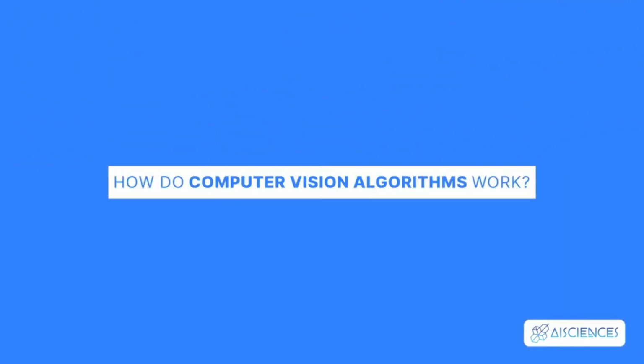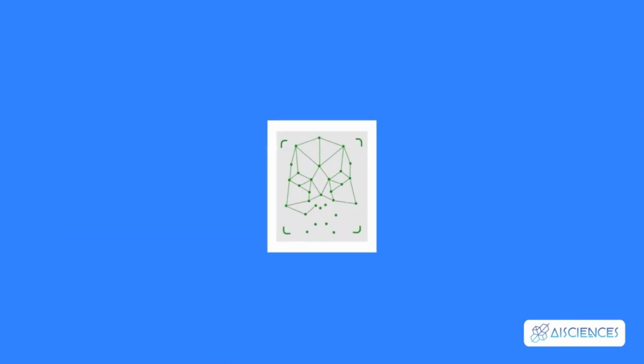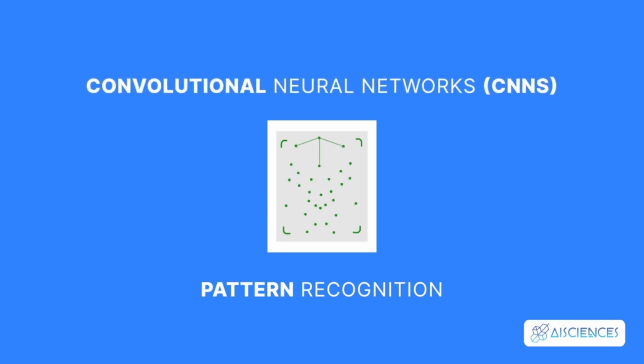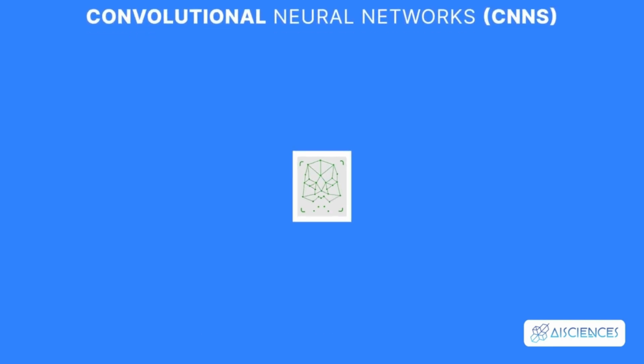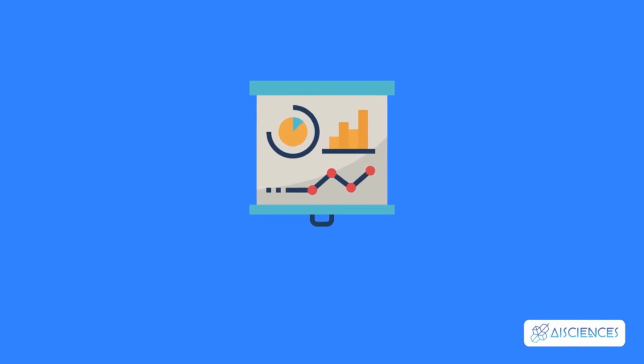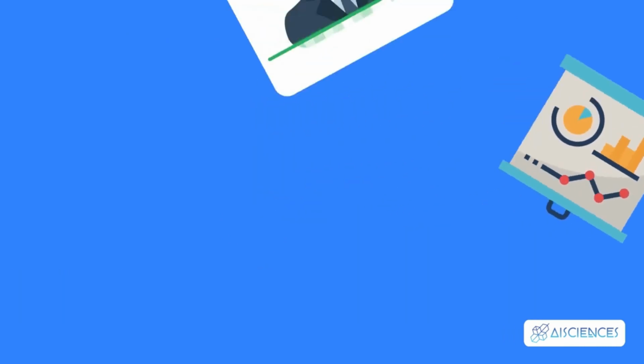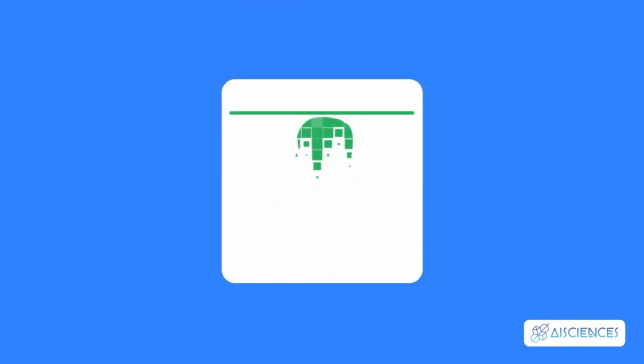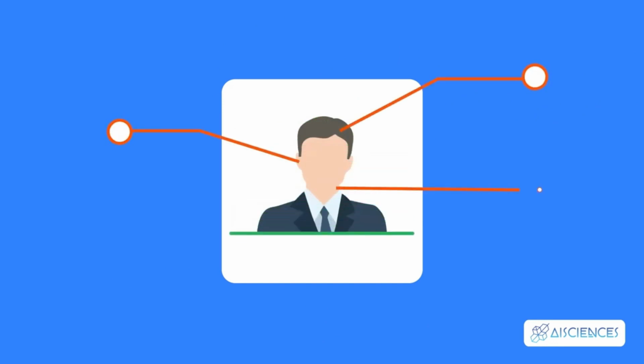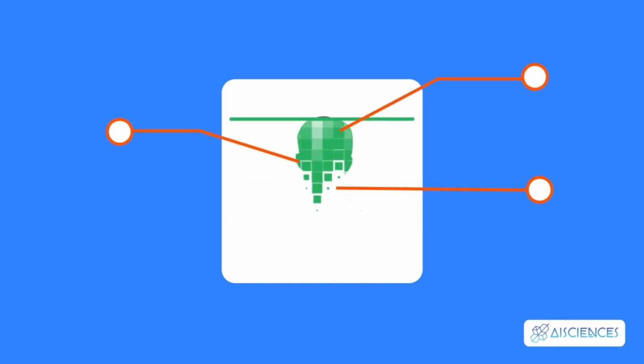How do computer vision algorithms work? The computer vision algorithms used today are based on pattern recognition. They typically rely on convolutional neural networks, or CNNs. Computers are first trained on an enormous amount of visual data. In this step, computers process images and label the various objects on them. They also find patterns in those objects.